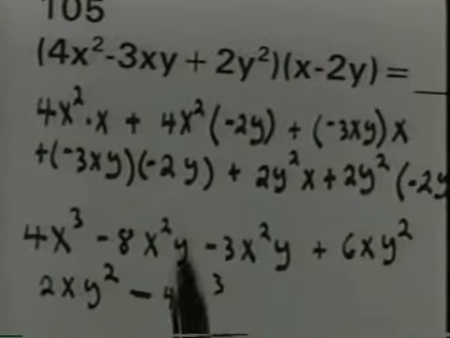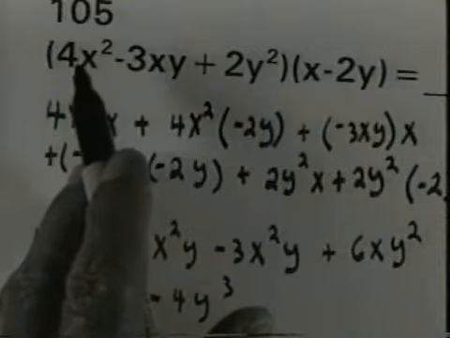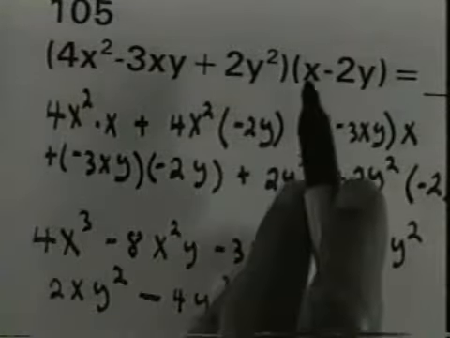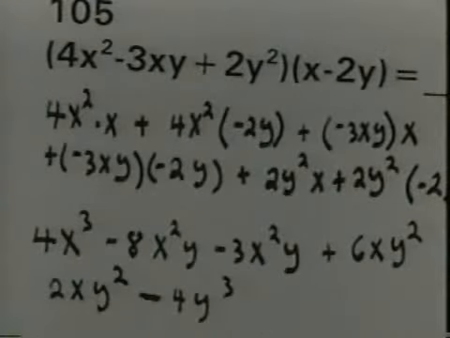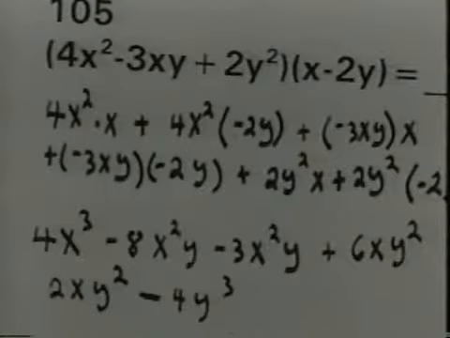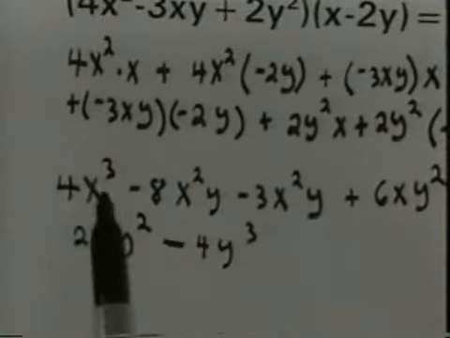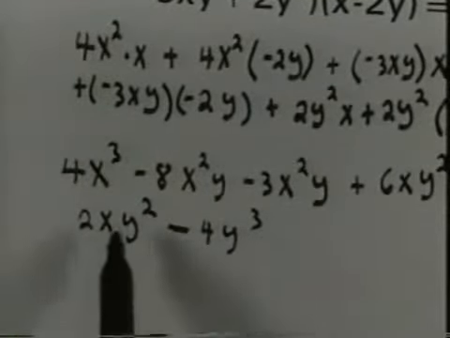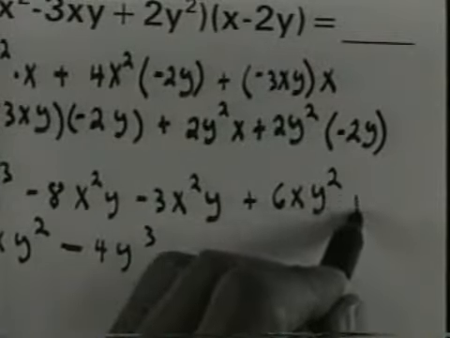Now you can check yourself to make sure you have the right number of terms. This polynomial has 3 terms. This polynomial has 2 terms. So when I get through multiplying, I should have 3 times 2, or 6 terms. I have 1, 2, 3, 4, 5, 6 terms.